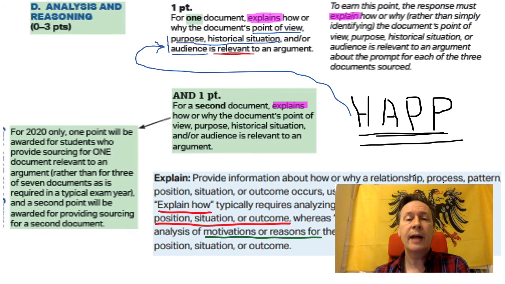Our first two of the analysis and reasoning points are for what I like to call the HAP analysis, for historical situation, audience, purpose, and point of view. Note that it's not enough to describe the historical situation, audience, purpose, or point of view of the document or writer. You must explain why they are relevant to your argument. This is why I say that the explain task word is the most important of the six. It counts for 50% of the 2020 rubric. Two for evidence, two for HAP, and finally one for complexity.